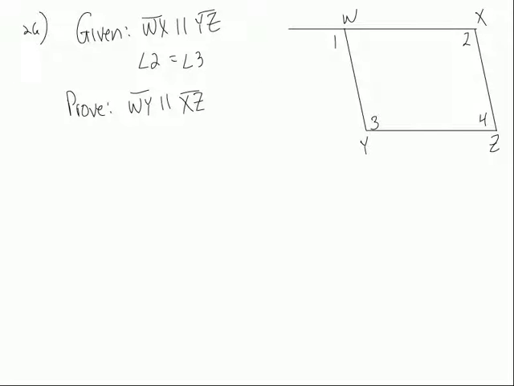Let's mark the picture up. Here we go. WX, this top one, and YZ, this bottom one, are parallel to each other. So let's mark them parallel, so we can visually look at it. When we look at the picture, we know without a doubt which ones are parallel. It's given that they're parallel to each other. Angle 2 and 3 are equal to each other.